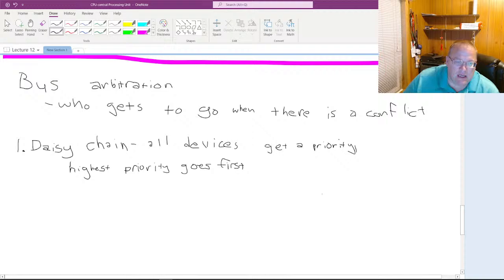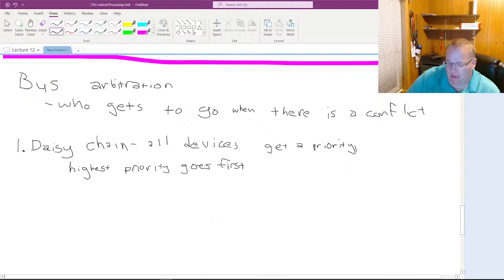It would be like if everyone in the class got a number, and when one of you has a question, you raise your hand, and if there are multiple people raising their hand, I'll go with whichever person has the highest number. Now, my guess is in real life that doesn't happen very often, but in a computer it does happen fairly often because conflicts are normal. So there's an advantage to this. One is it's always fast.